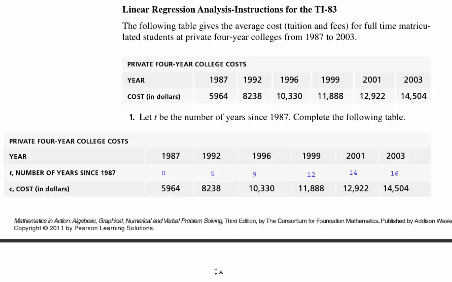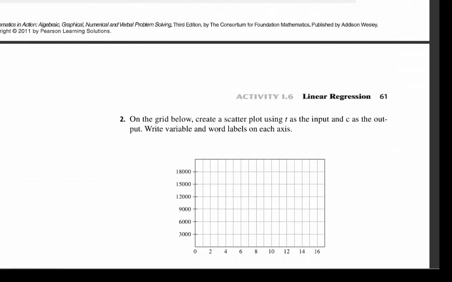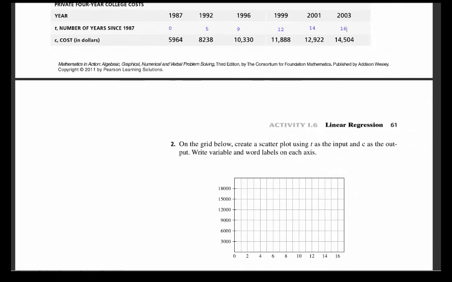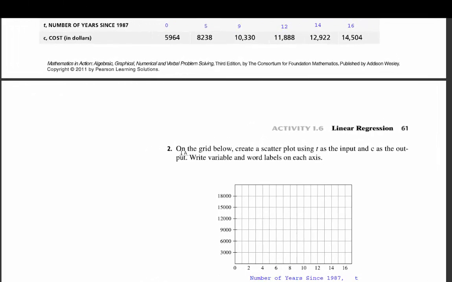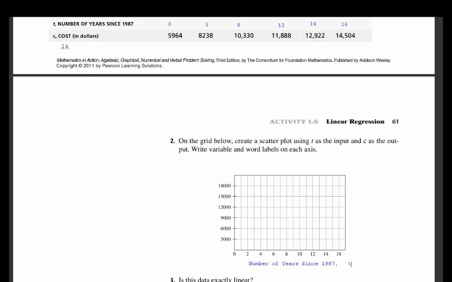So let's move on to question number 2. They ask us to essentially plot these points on this graph, right? It says on the grid below, create a scatter plot using T as the input and C as the output, and then we're asked to write variable and word labels on each axis. So I've taken the input, T, number of years since 1987, and I've labeled that on my horizontal axis, and I'm going to place cost on the vertical axis as my output.